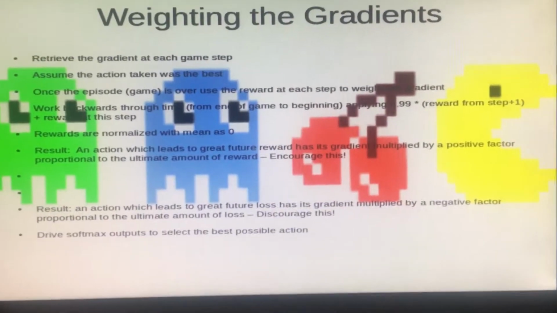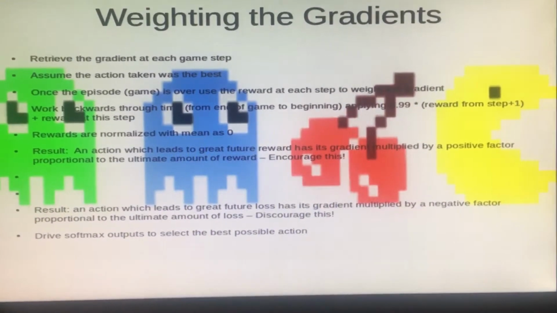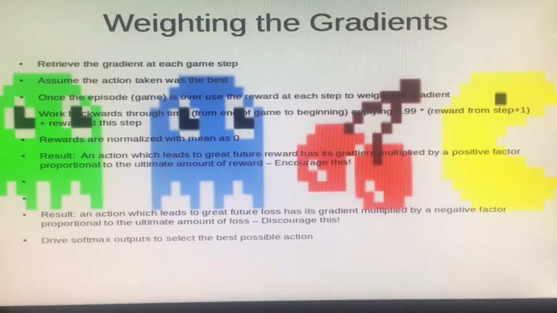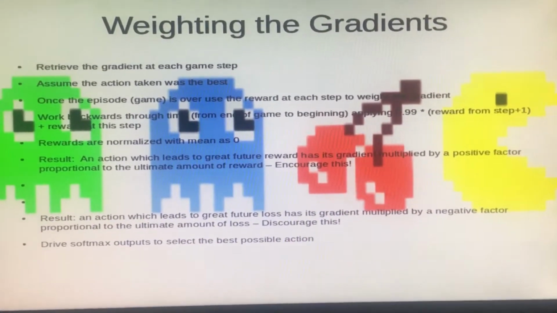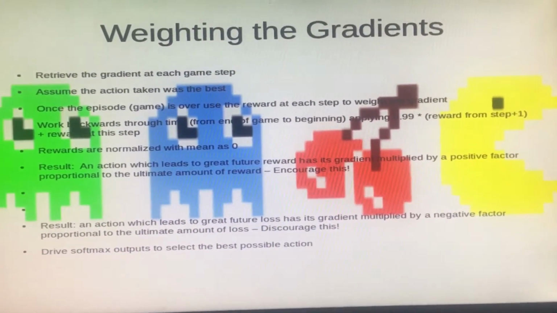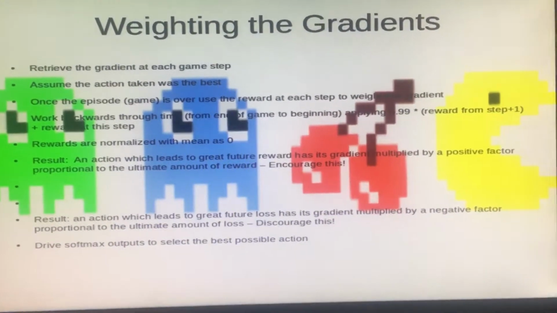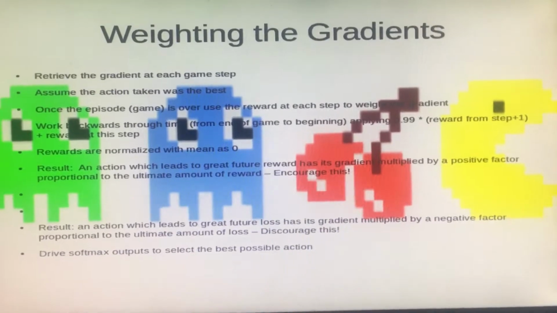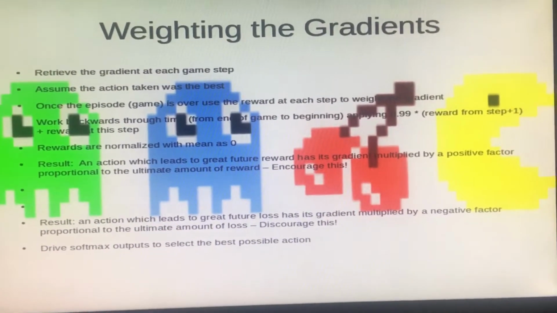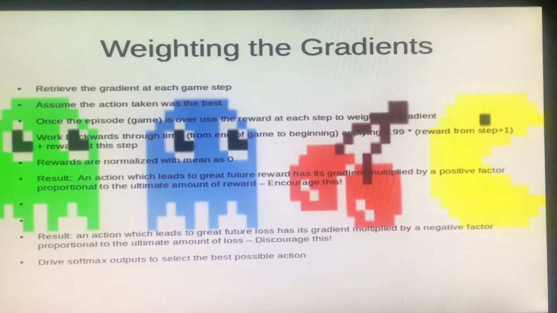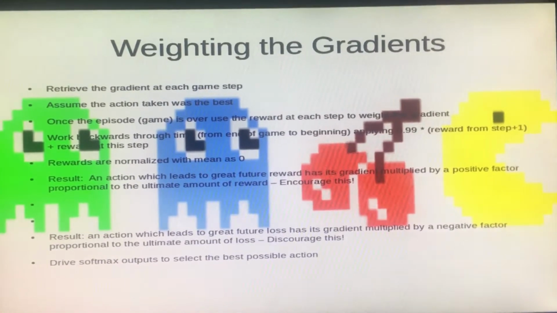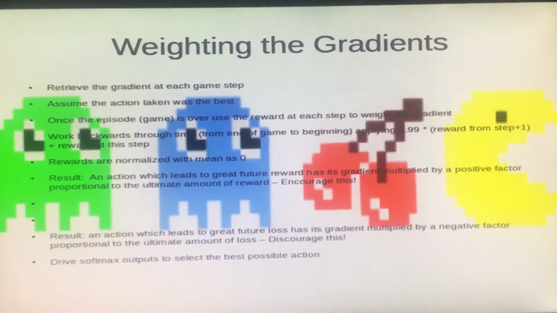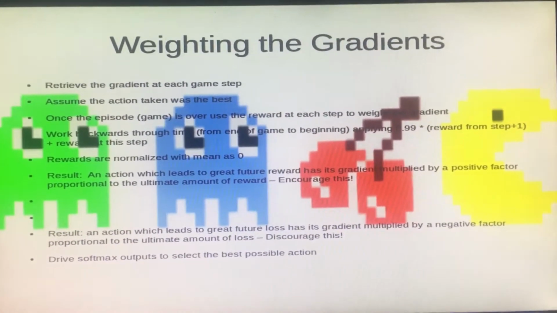And then we multiply that by the gradients we've saved. So the effect this has is that gradients or actions which ultimately result in a very good outcome will get boosted very high, and gradients which end up resulting in a very bad outcome will get boosted very negative, and in between it's more indecisive.